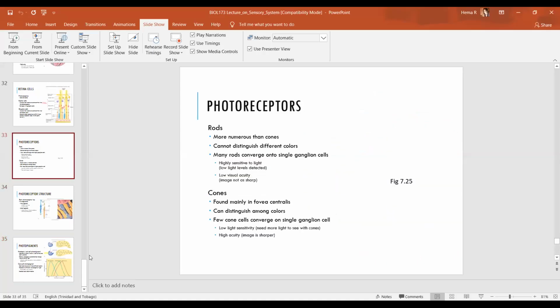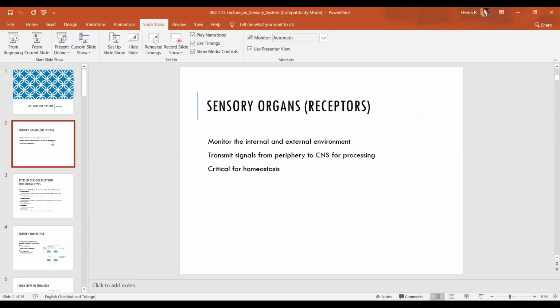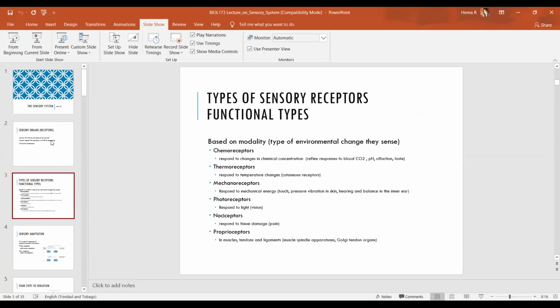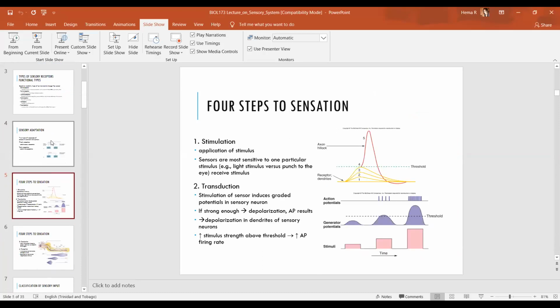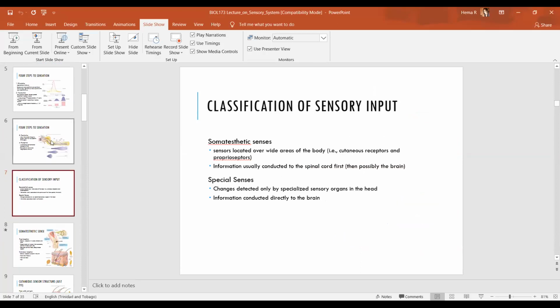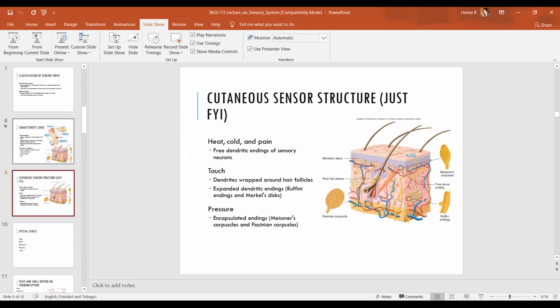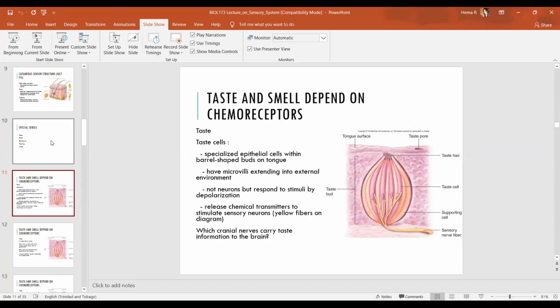Okay, so that brings us to the end of what we were talking about with regards to sensory systems. Just to recap some of the things we did, we looked at the different types of sensory receptors. We talked about what they do. We talked a bit about how sensation occurs, the four steps of sensation: stimulation, transduction, conduction, and perception. We looked at the different types of senses: somesthetic senses and special senses. In your somesthetic senses, you have your proprioceptors and your cutaneous receptors that allow for detection of different things. And then we went on to talk about our specific organs that are responsible for different things.